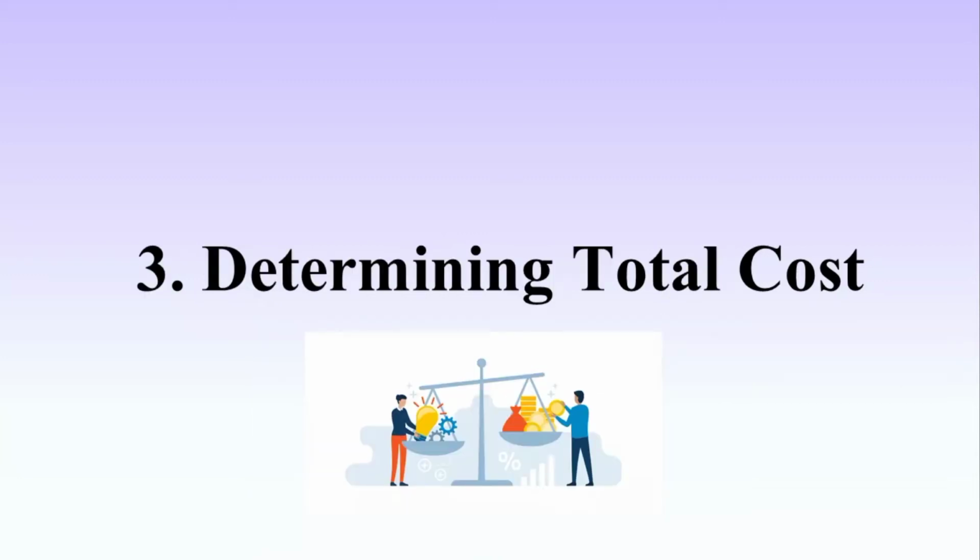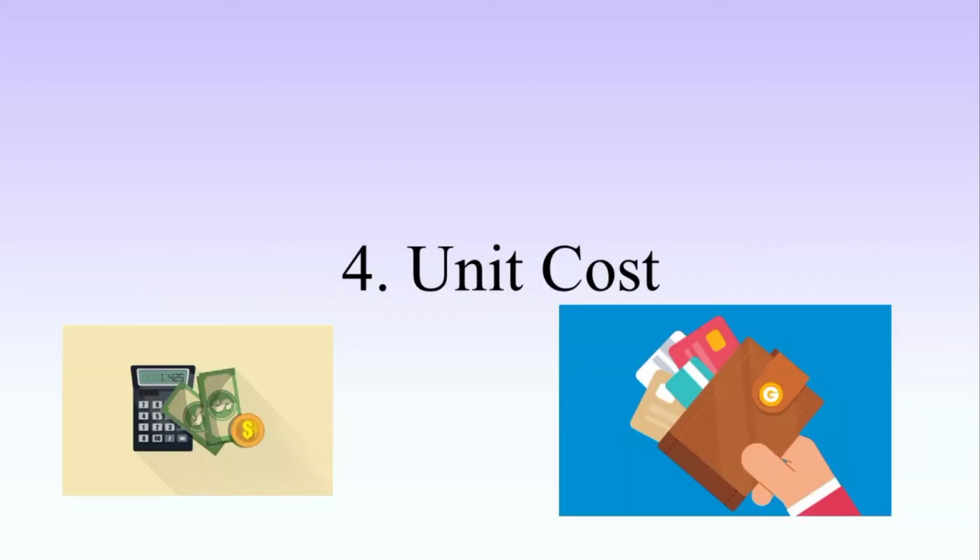And on the third step, we determine the total cost. In this step, under cost accounting, the cost of goods sold of a product is calculated. The cost of goods sold means the sum of all items of expenditure incurred in production for the goods which are sold. Next would be the unit cost. In this fourth step, the unit cost is obtained by dividing the cost of goods sold by the total number of units sold.